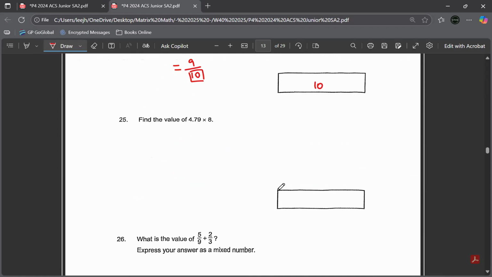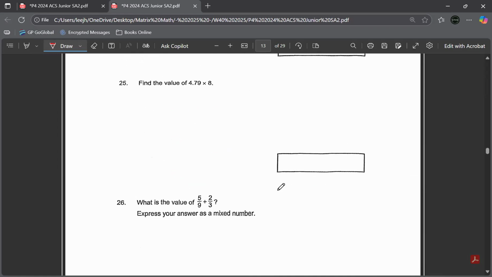Question number 25. Find the value of 4.79 times 8. So just work out 4.79 times 8. This is 72. 56 plus 7, it will be 63. So this one will be 8 times 4, 32. 32 plus 6, 38. So 38.32.